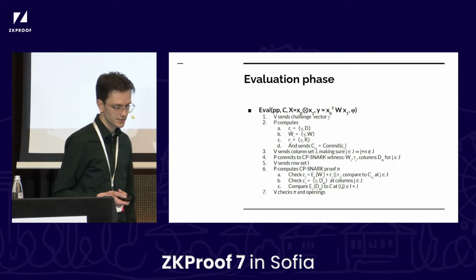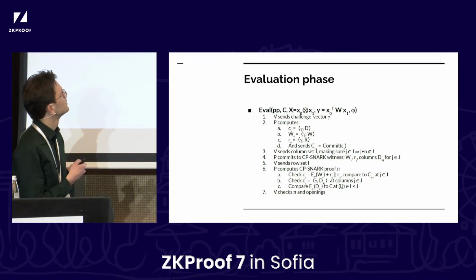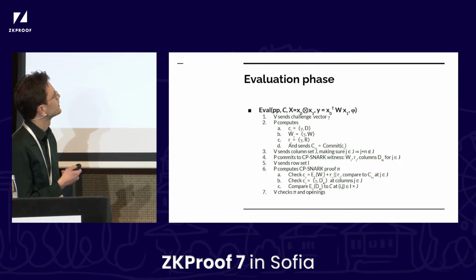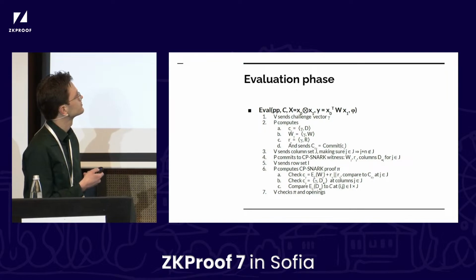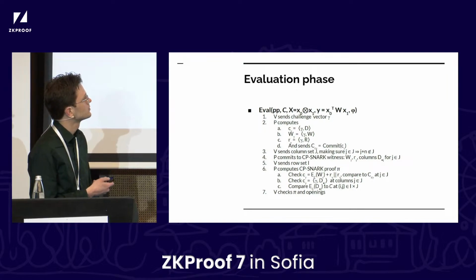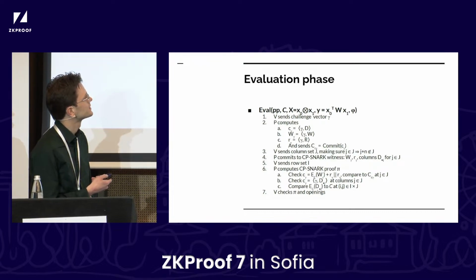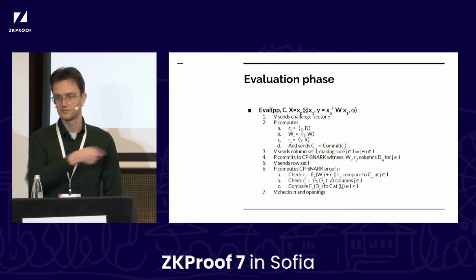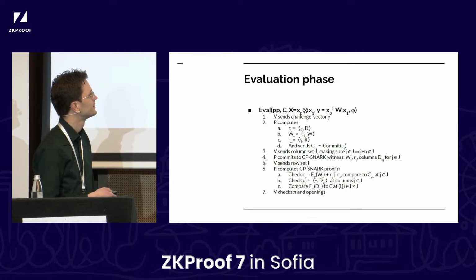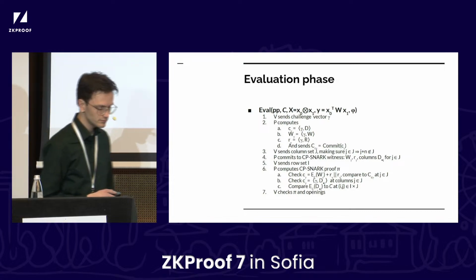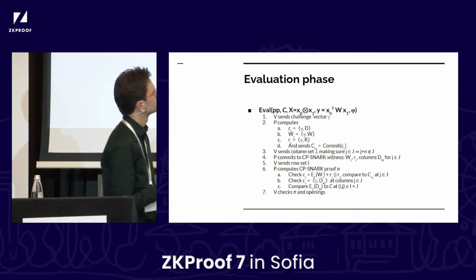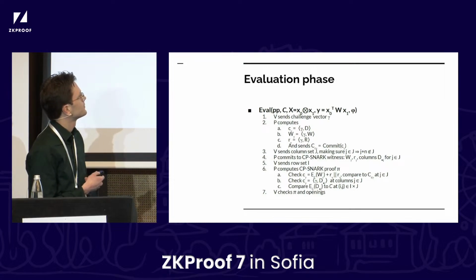So the verifier sends a challenge vector, the prover computes this linear combination and sends a commitment to this linear combination. Then the verifier sends a column set, and for zero knowledge we need that the verifier doesn't send j as well as j plus n, because then they can subtract away this randomness. Then the prover commits to the CP snark witness. Then the verifier sends this row set, and then the prover computes the CP snark proof.